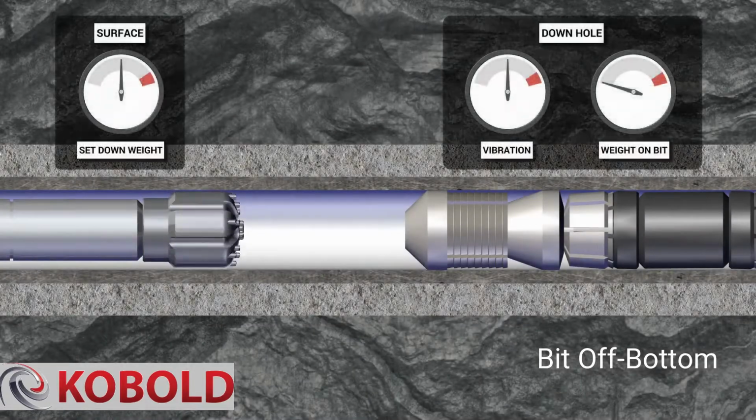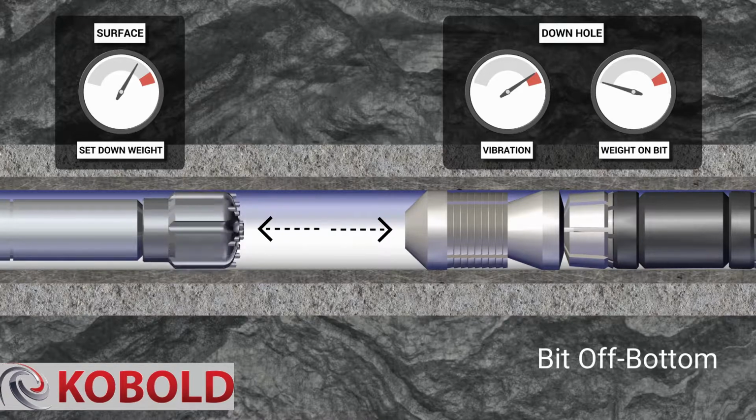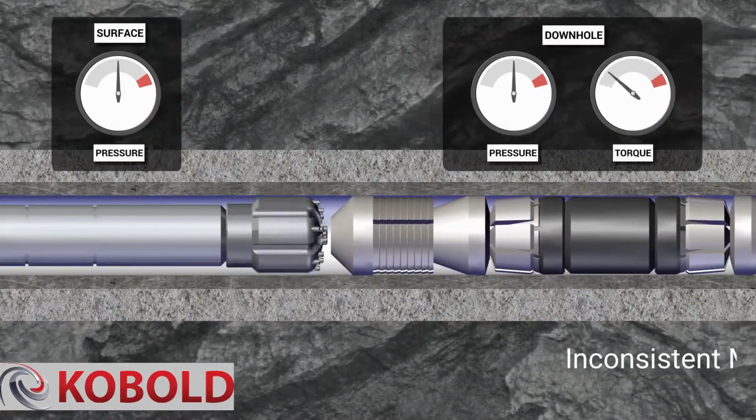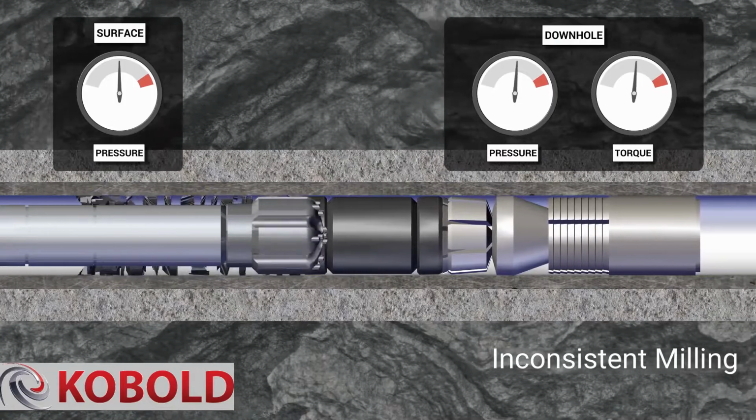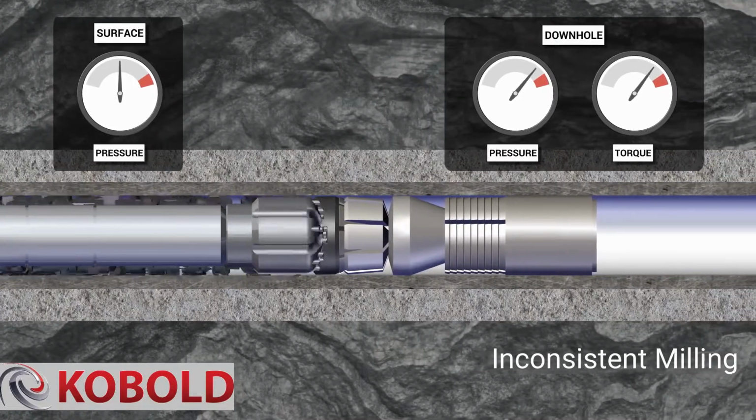Surface readings for set down weight can be disconnected from the reality of downhole conditions and lead to free running off bottom. Understanding actual downhole conditions allows for milling optimization, including control over the debris size, potentially avoiding wiper trips. This helps to avoid potential pull pack off situations and increases the lifespan of mills and BHAs.